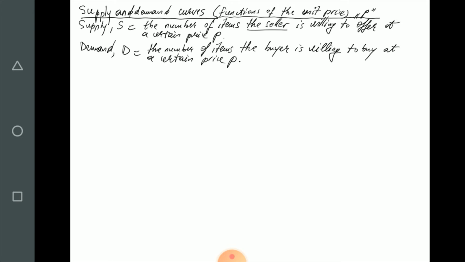So it's important to understand here that if we end up with the equation of a line for the supply curve, the slope should be positive.